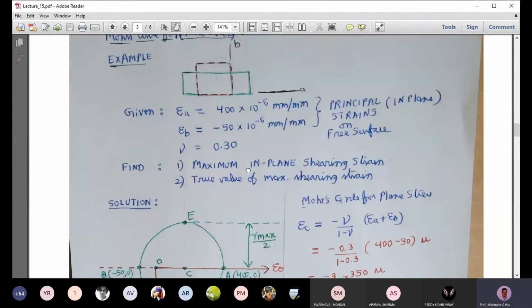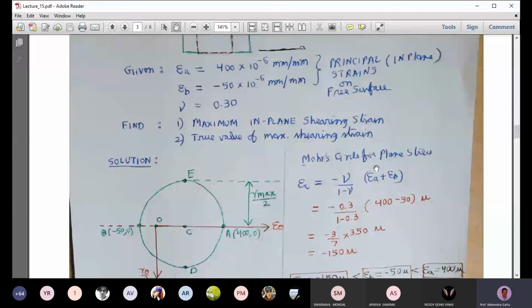Now, what is this problem? This is a problem where the strains are recorded on the free surface. That means there are in-plane shear strains, and on the free surface there is no normal stress or shear stress. That means sigma z is 0, tau xz is 0, and tau yz is 0. So this is a plane stress condition, and we can draw the Mohr circle for the plane stress condition.